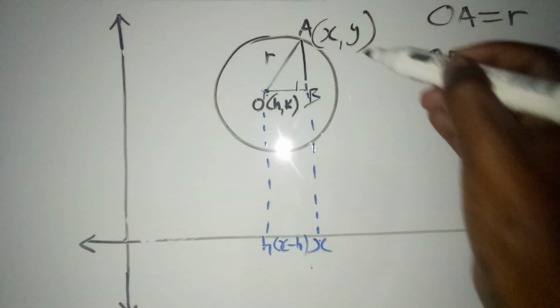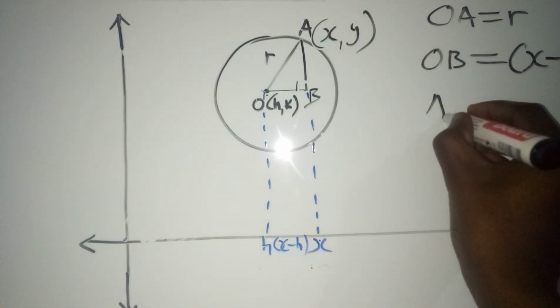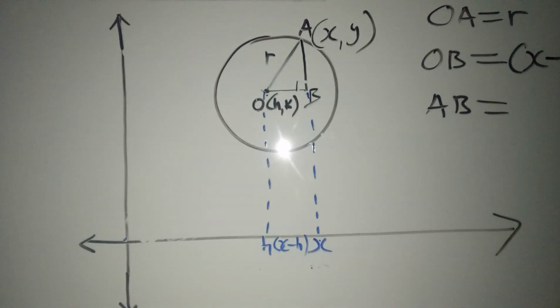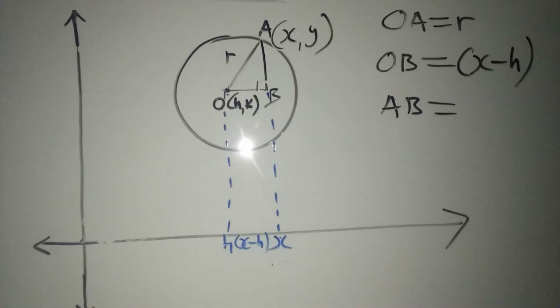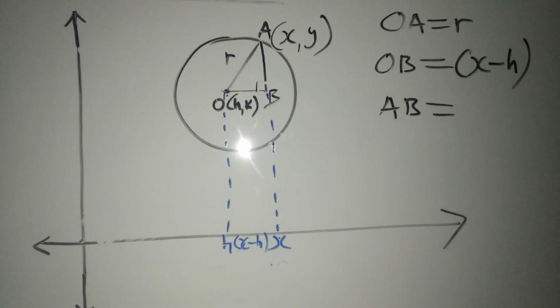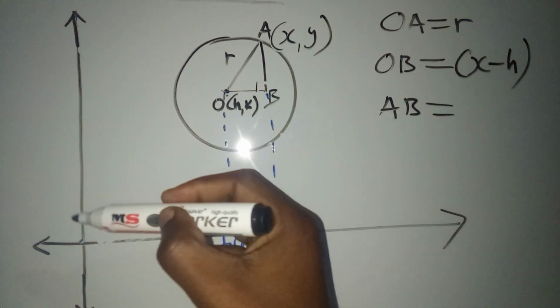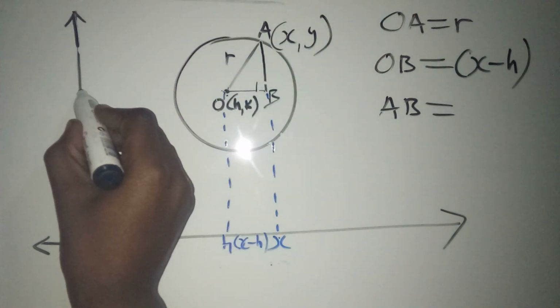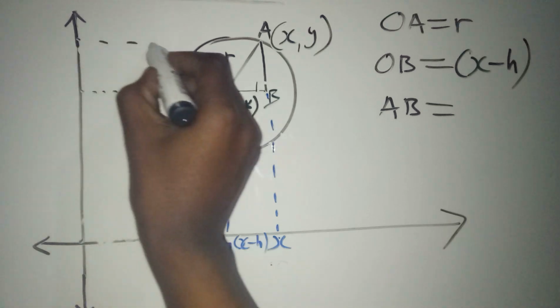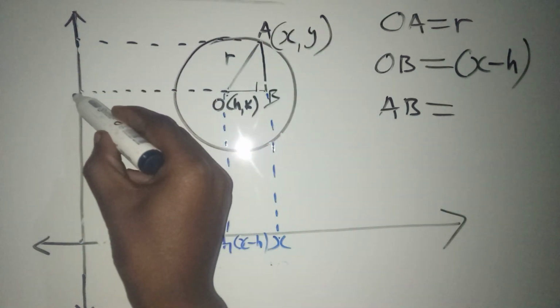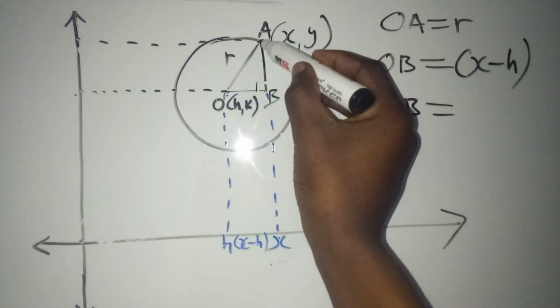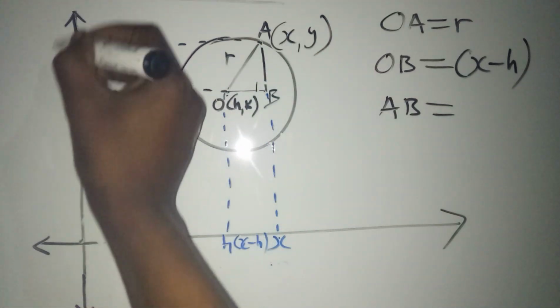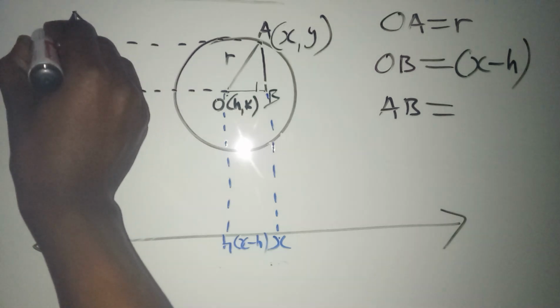Another important distance is distance AB. AB we also don't know, but we can find distance AB. So how can we find it? First of all, we have to consider the y-axis going this side. When I put dotted lines here, take note the distance from this point up to this point is the same as the distance from A up to B, but going this side it is the y-axis. So it means here there is y.